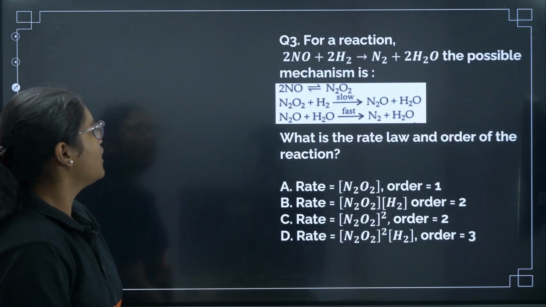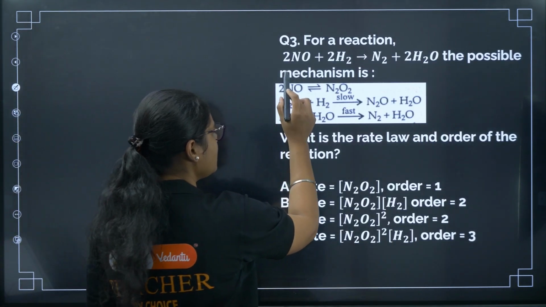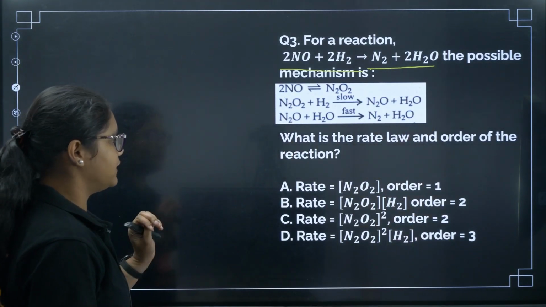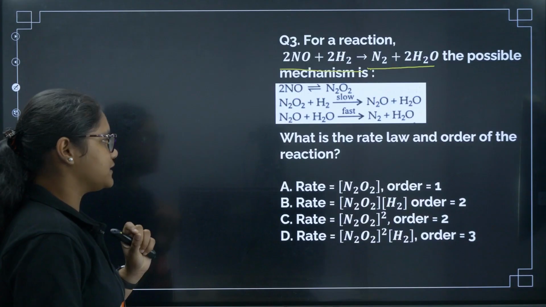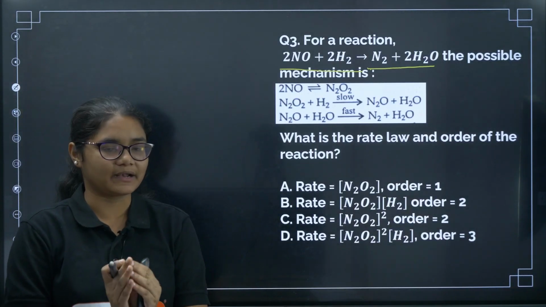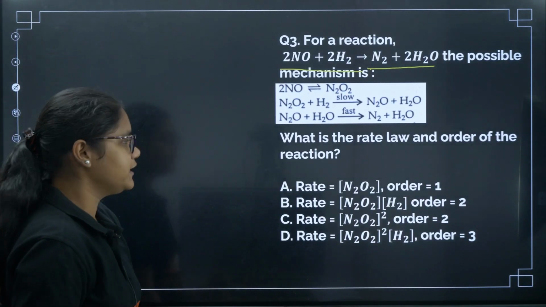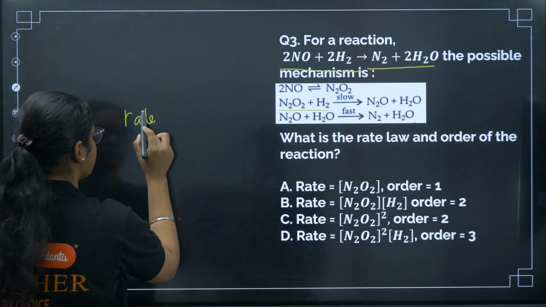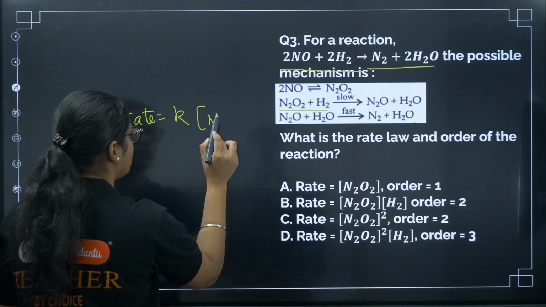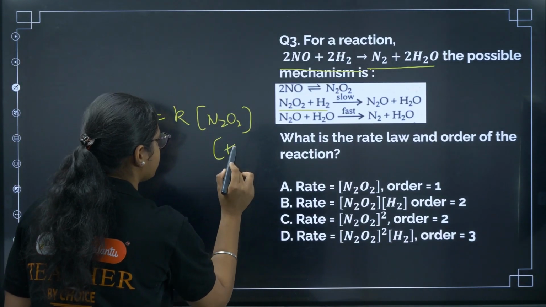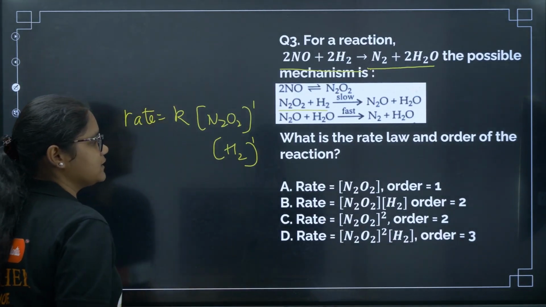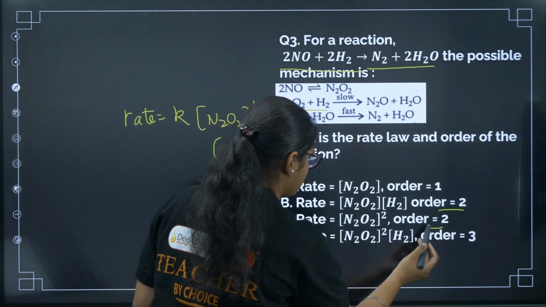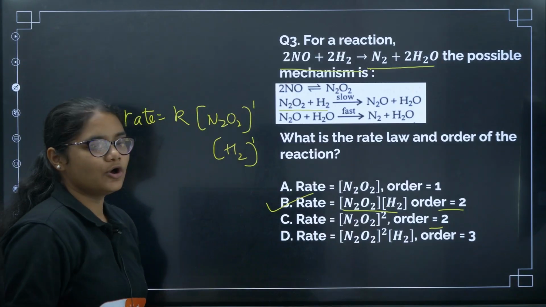Okay. Next question. For a reaction 2NO plus H2 gives N2 plus 2H2O, the possible mechanism is given. What is the rate law and order of the reaction? So you know, the rate law is always dependent on the slowest step of the reaction, right? So in these three, you can see this is the slowest step. So I can write rate is equal to K into [N2O2] into [H2], right? And the order of the reaction here will be 2 because this is 1 and this is 1. So we can see order 2 here, order 2 here. So this will be the correct answer. That is your option number B.